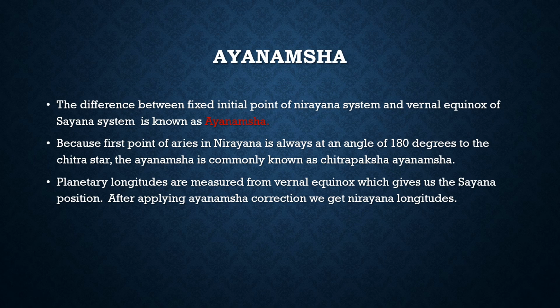Planetary longitudes are measured from the vernal equinox, and that gives us the Sayana position. If you know the Sayana position, then you apply the Ayanamsha correction to it, and what you get are the Niryana longitudes. This approach is generally used. You measure from the vernal equinox, find out the planetary longitudes based on the Sayana position, and to this you add Ayanamsha. Ayanamsha is the difference between the fixed point of the Niryana system and the vernal equinox. So if you add Ayanamsha, you are going to get Niryana longitudes.